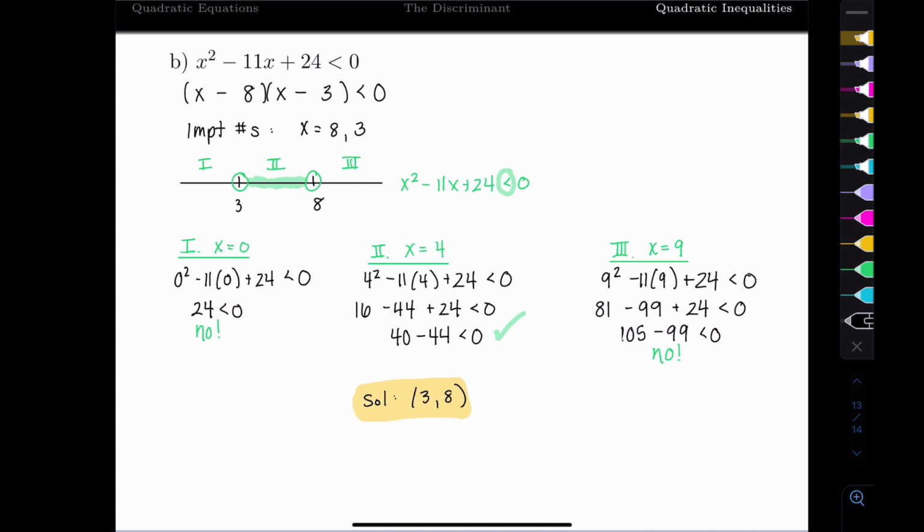And again, if you want to connect this to the graph, 3 and 8 correspond to where the function equals 0. So those are the x-intercepts. And then from here, it's positive x squared, so it is a parabola that opens upward. So I know its graph looks roughly like this. x squared minus 11x plus 24. We want where the function is less than 0. So that's where the function is negative. That happens in between 3 and 8. So again, exactly the same thing we got from doing our interval testing.